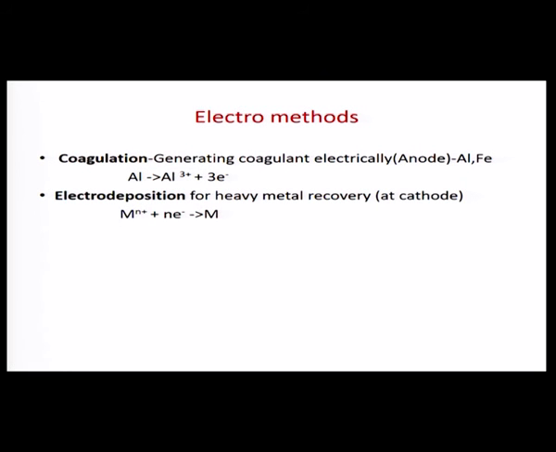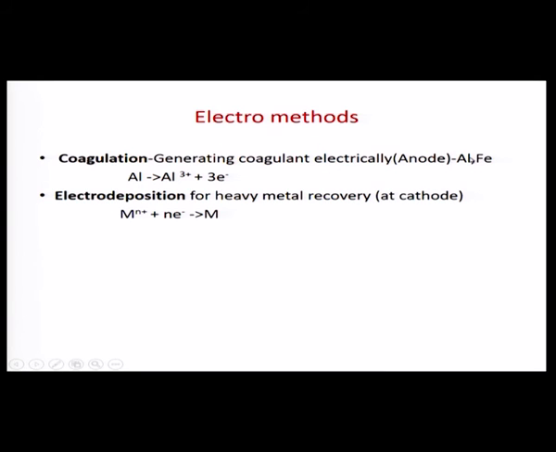Other electrochemical methods are electrocoagulation as well as electrodeposition. Electrocoagulation is very useful for water purification, wastewater treatment, etc. That is, we have to generate coagulant by passing current, and anode selection is very important here.